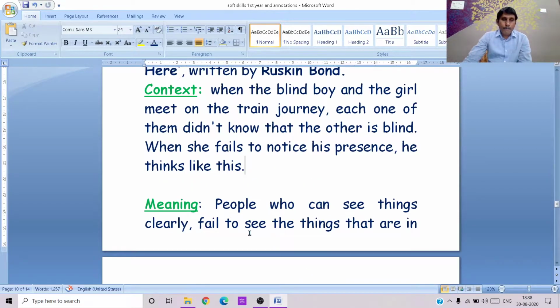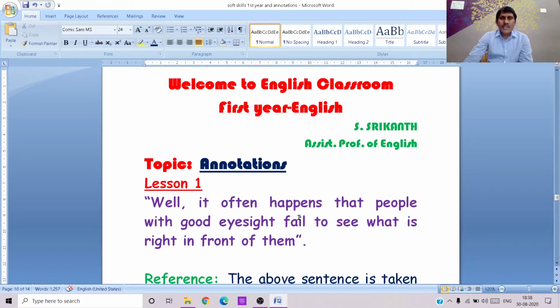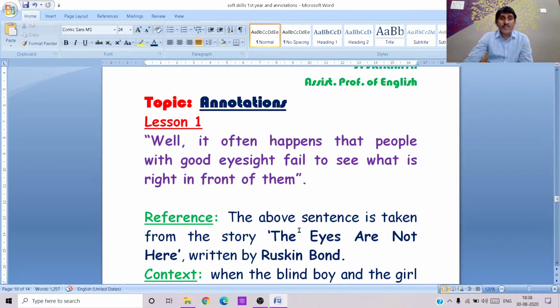Okay, meaning, when she notices that somebody is there, and she expresses her surprise, this blind boy says this sentence: "Well, it often happens that people with good eyesight fail to see what is right in front of them." Even ordinary people can't see what is right in front of them. Even blind people just move their foot and understand something is there. But when you can see, we don't notice what is there in front of you.